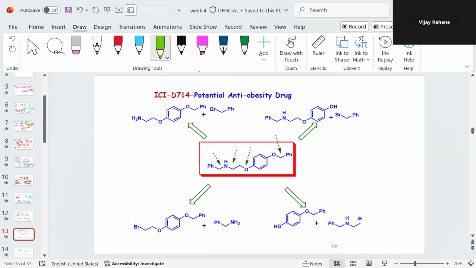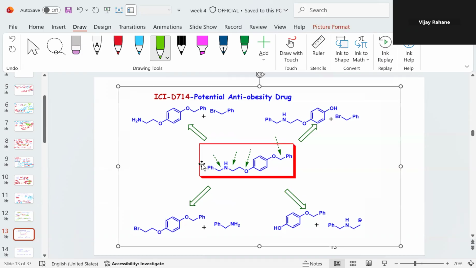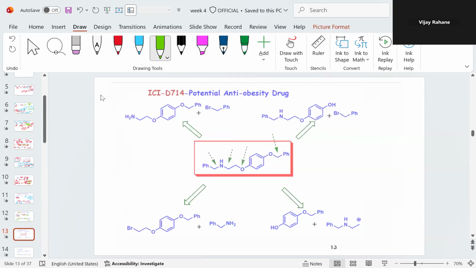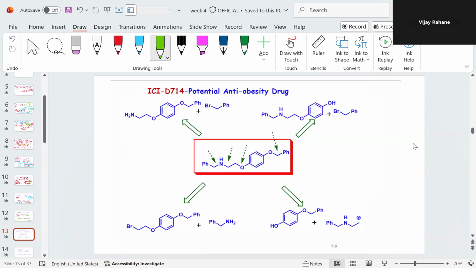Now, another example. I believe we have already covered this once, I think in the second week or the first week videos. Anyway, we'll discuss this here also quickly. So this is one of the starting materials. Sorry, the target molecule, which is the ICH D714.